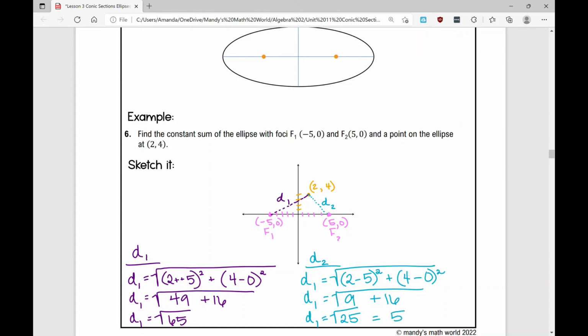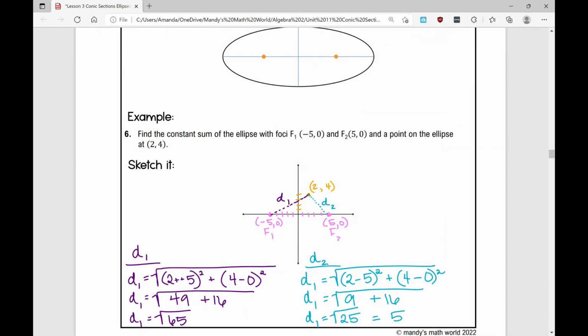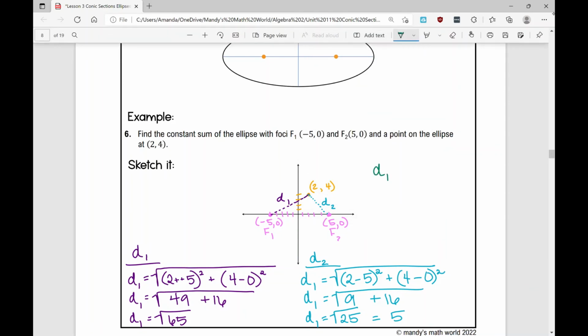So the constant sum for this particular ellipse would be d1 plus d2, which is the square root of 65 plus 5. I would write that as 5 plus the square root of 65. Those aren't like terms, so I can't combine them.